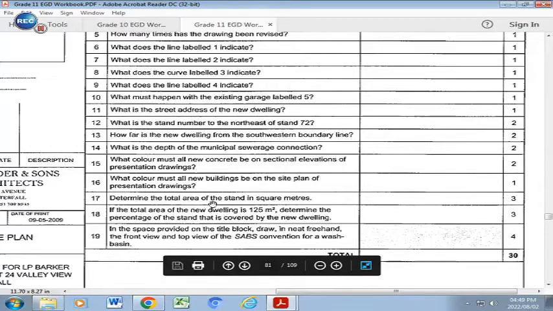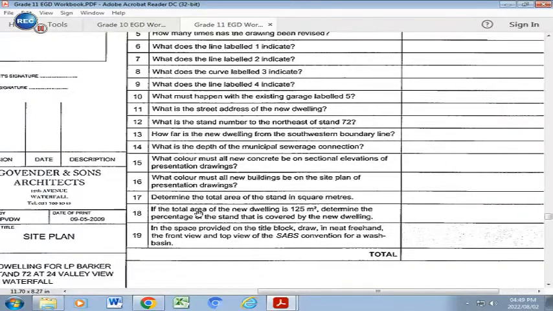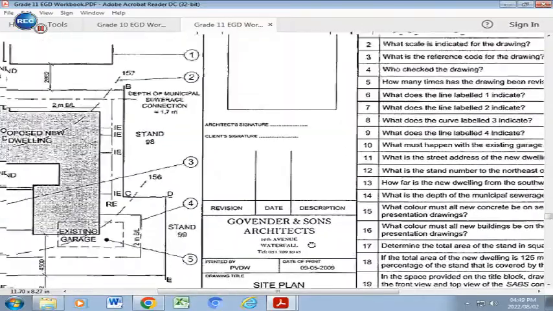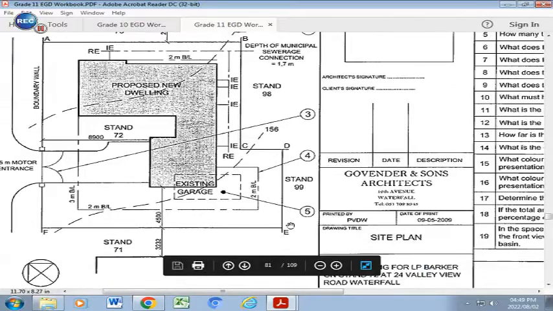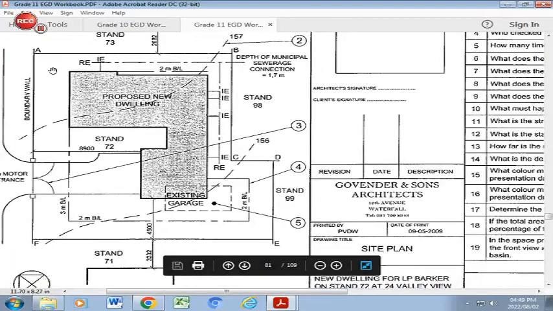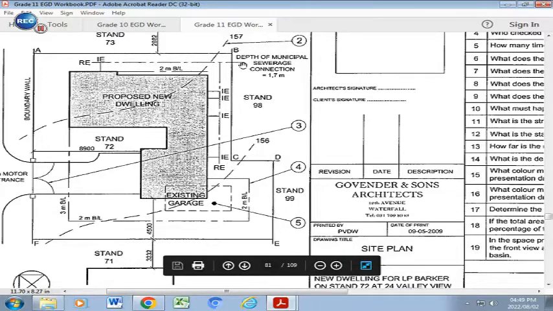Number 17, determine the total area of the stand in square meters. So here we have to look at the area of the entire stand that we see here in meters. Now you will see it's an oddly shaped stand, so we have two options. We can either break the shape in half here, so that we have one rectangle there and another rectangle over here. Alternatively, we can break it down here so that we have one big rectangle here and one small rectangle there.